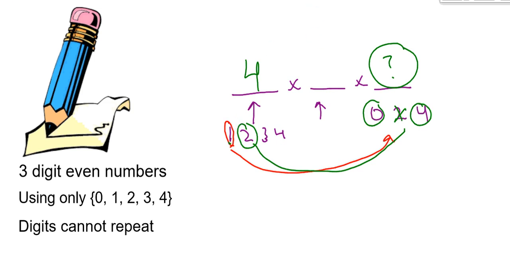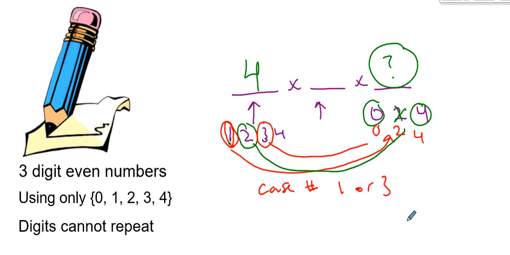So the first thing to notice is that if I start with a 1 and I have 0, 2, or 4 to pick from, the same thing happens if I start with a 3. I still have 0, 2, or 4. So case number 1 is going to be if I start with a 1 or a 3 at the beginning.